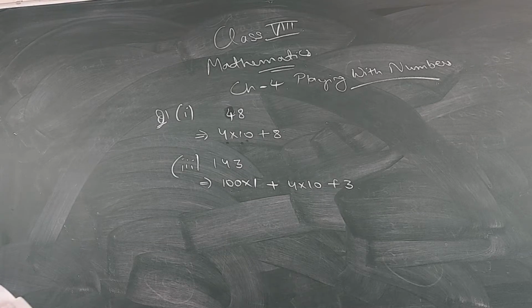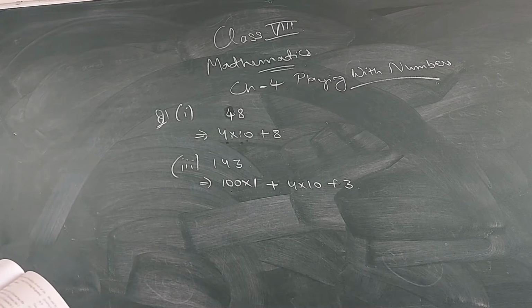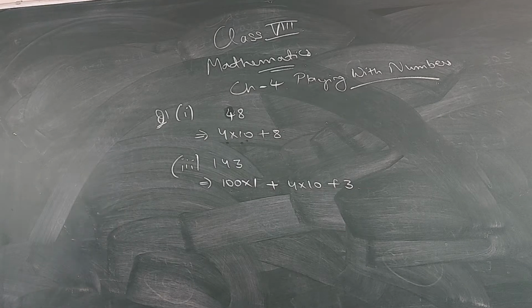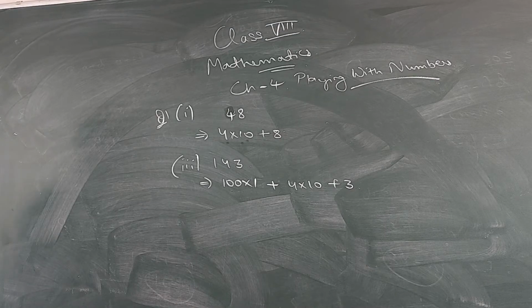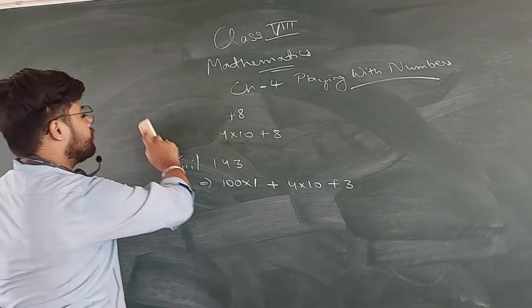Now question number 2 is the opposite of the first one. The second question is: write the following in the standard form. The numbers are given in the question, and we have to write them in the standard form.